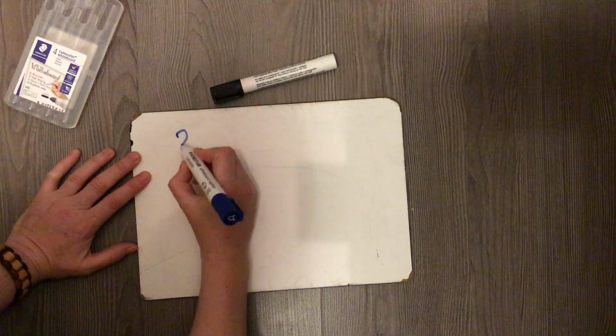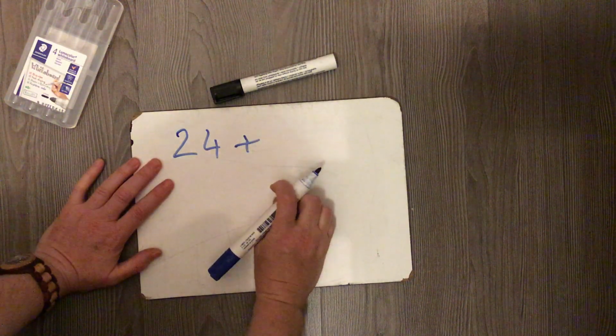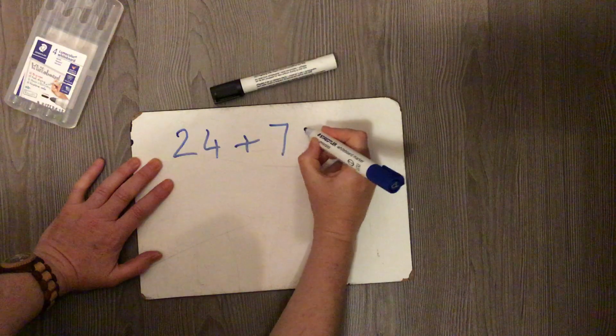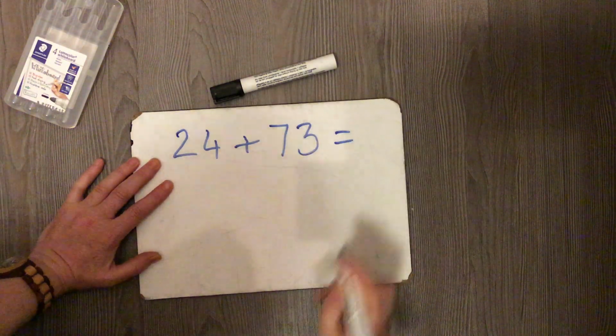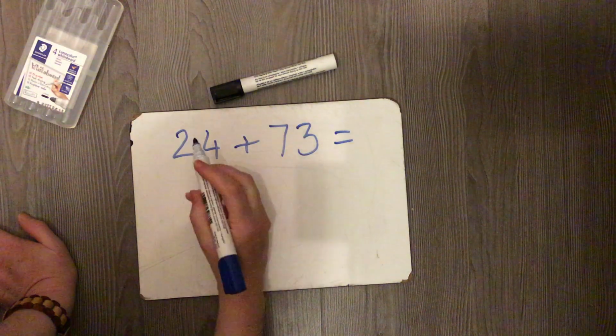So if I have 24 plus, we're going to add two big numbers together. Let's see, 73 equals. Now, this is tricky, isn't it? But not if you know how to partition your numbers.